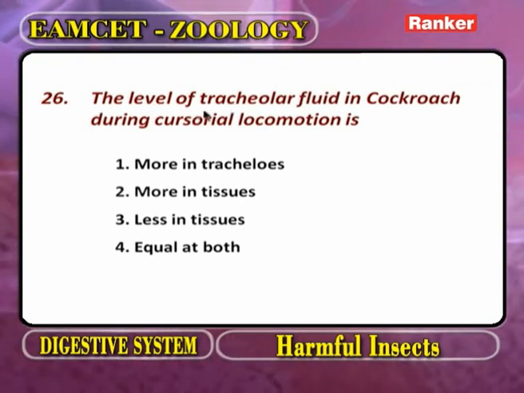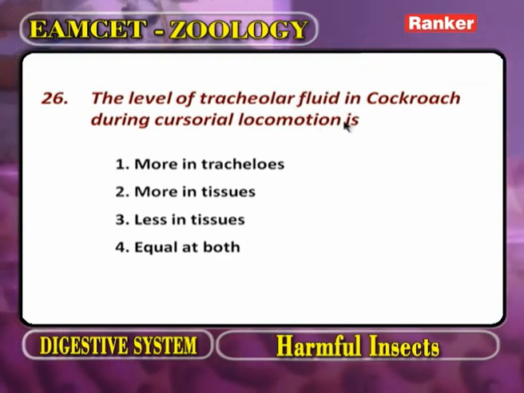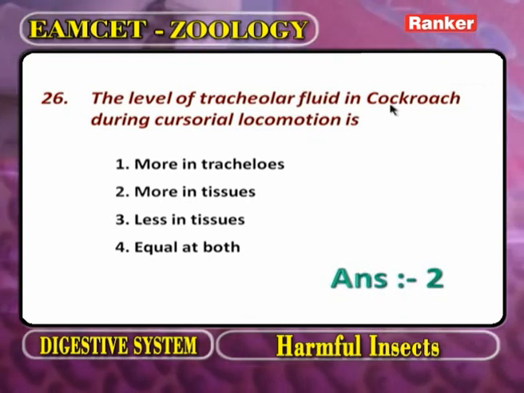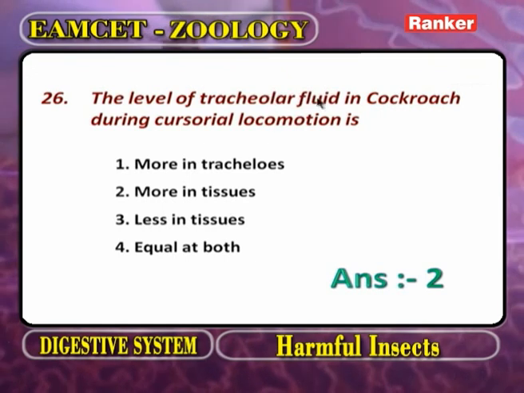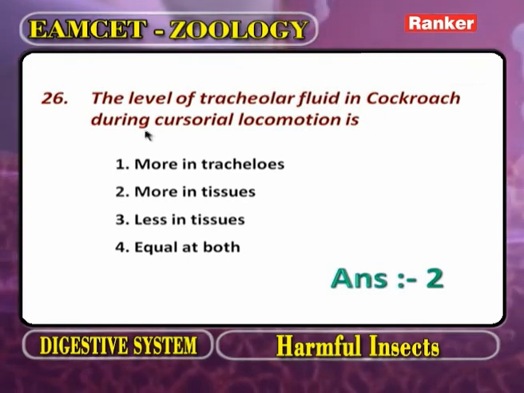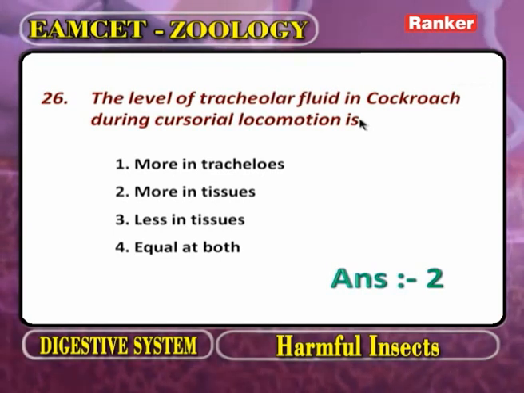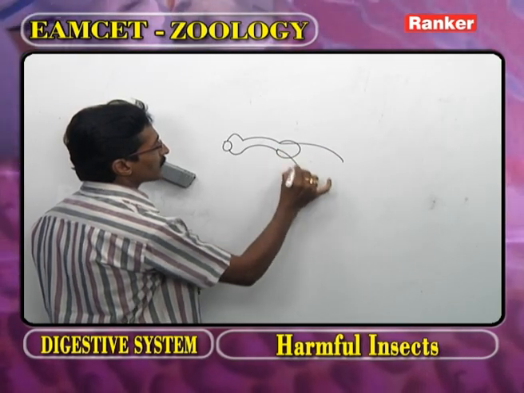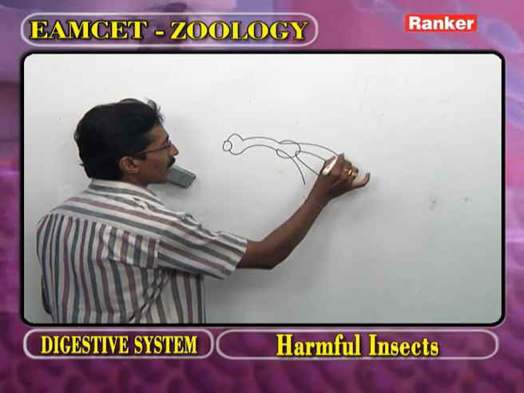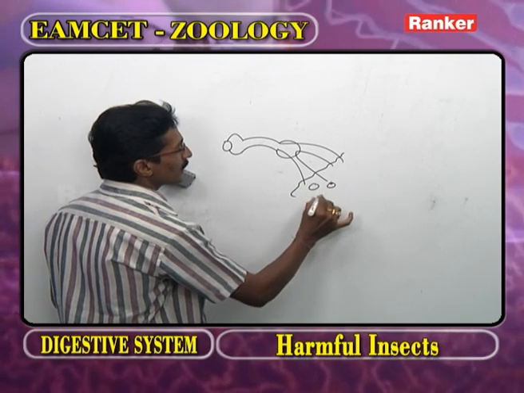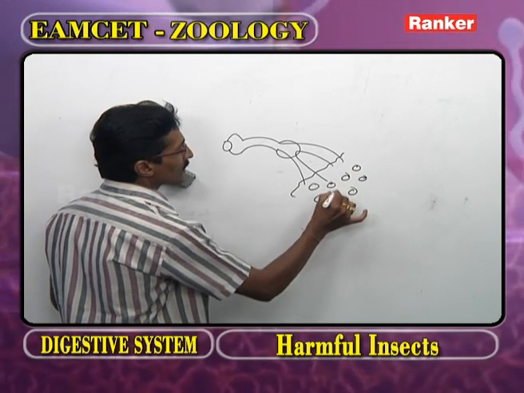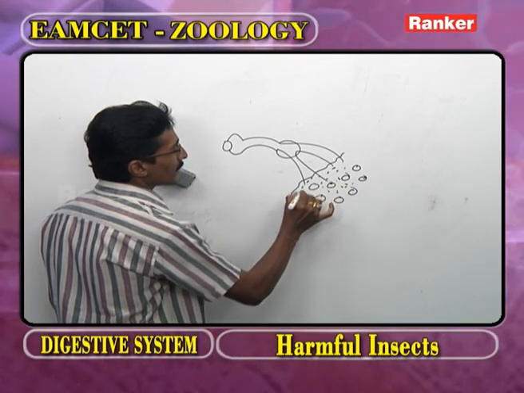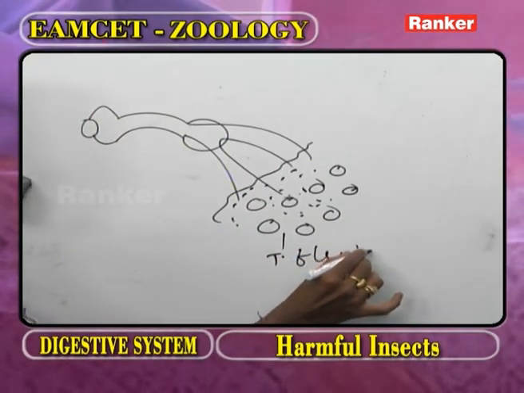The level of tracheolar fluid in the cockroach during cursorial locomotion. Now this part we call the spiracle. It opens into the atrium. This is the trachea, this is the tracheal cell, and these are the tracheoles. Now this one we call the tissue. The tissue consists of a group of cells. In the tissues, the tissue fluid is present.